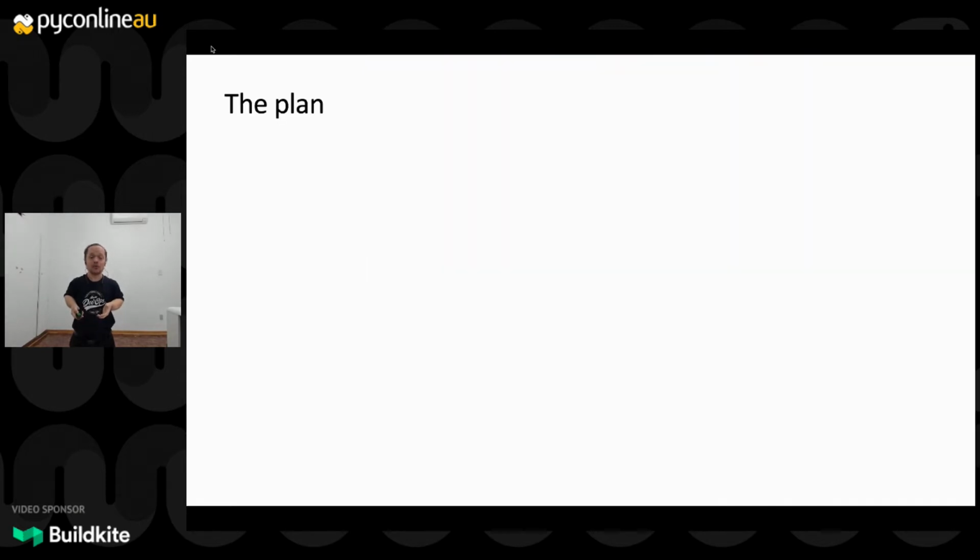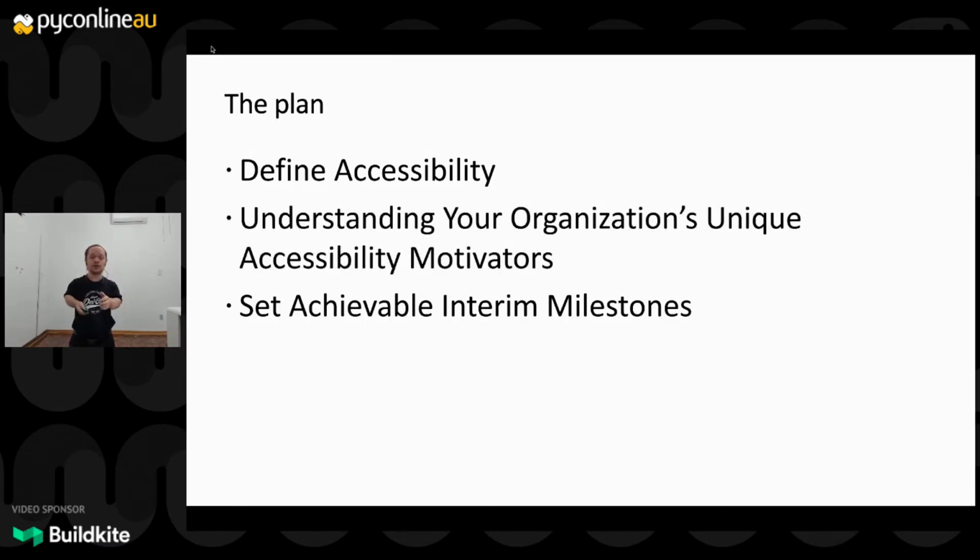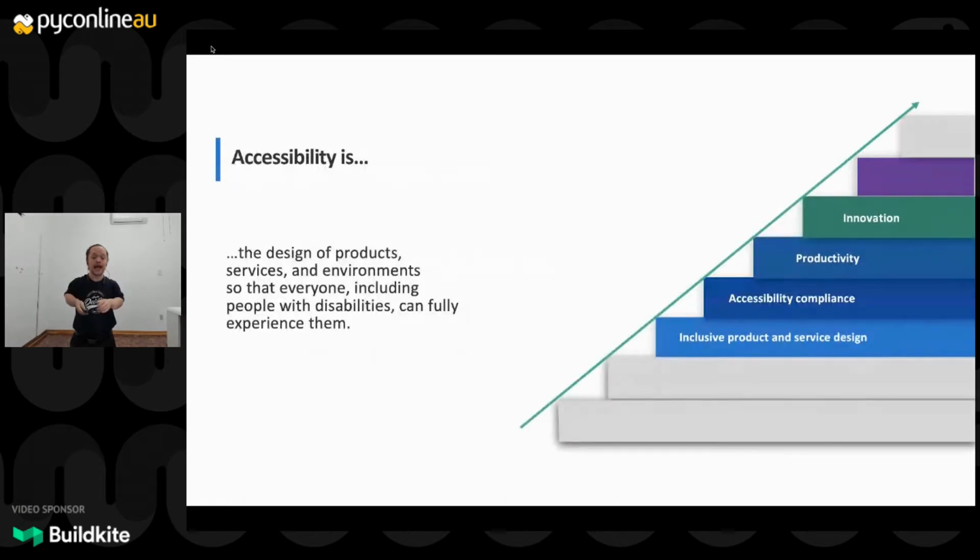So the plan, I'm going to give you a plan today in 20 minutes. Define accessibility, understand your organization's unique accessibility modifiers, set achievable interim milestones, implement tools, and then measure, improve, and automate.